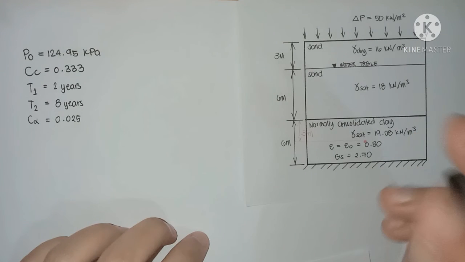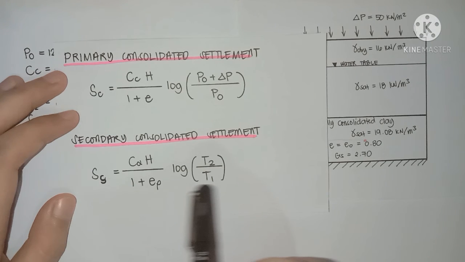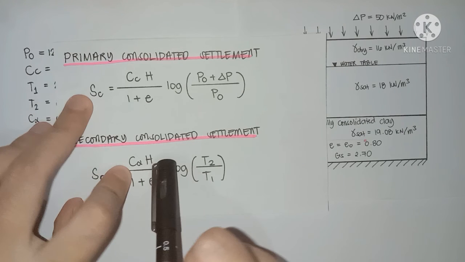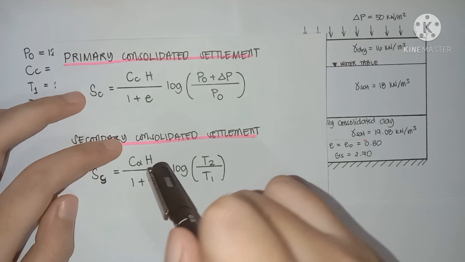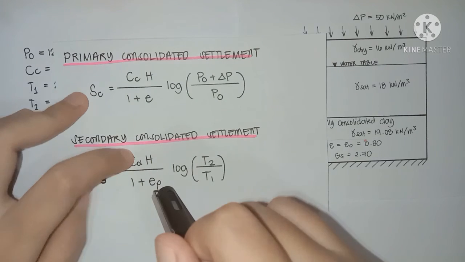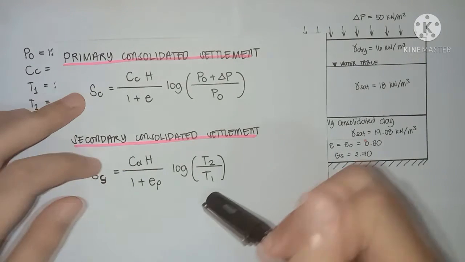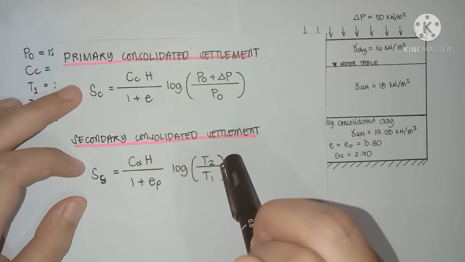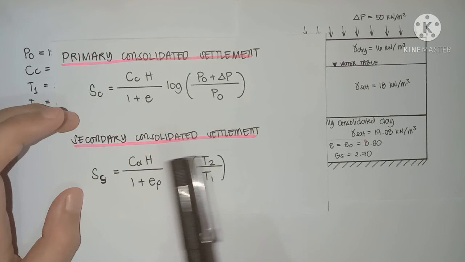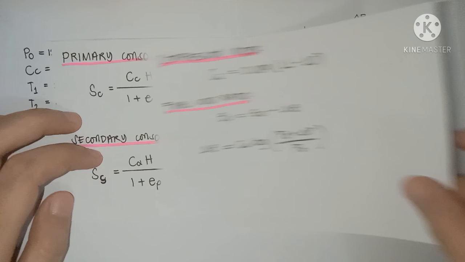Since what we are looking for is the secondary settlement, we have a formula for that, which is this. The secondary consolidation settlement, or SS, is equal to C alpha times H, the height of the clay, divided by 1 plus ep, or the final void ratio, times the log of T2 divided by T1. So, T2 and T1 are given, as well as the height and the C alpha.